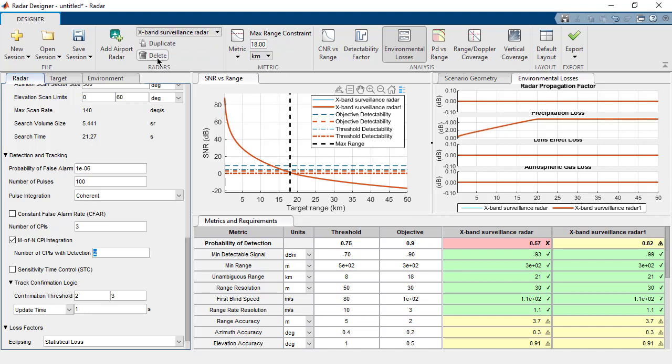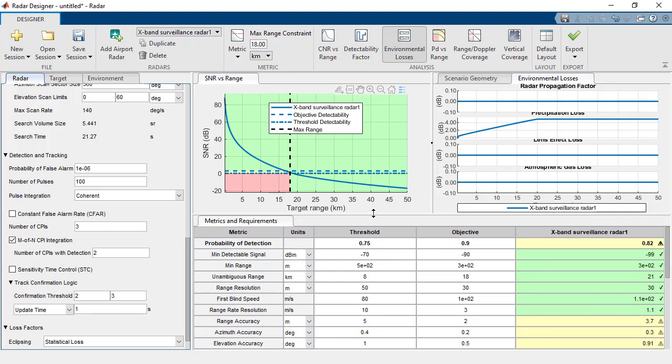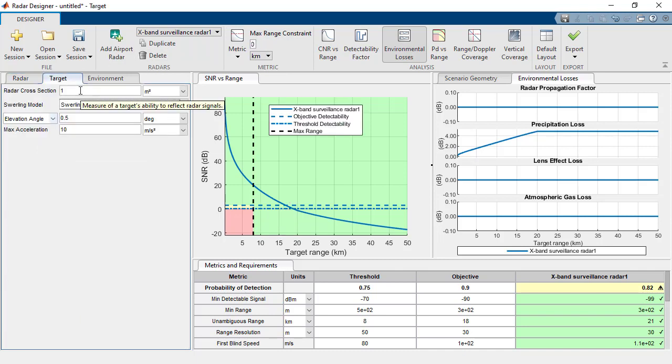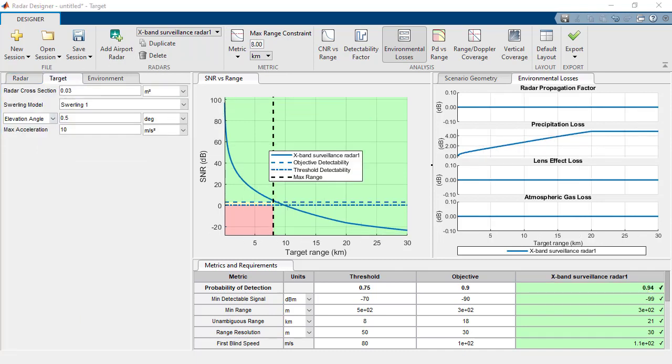To verify this radar design will have satisfactory performance when the target is a small UAS, we can change the target RCS and maximum range constraint. The SNR versus range plot shows that the available SNR for this design is above the objective detectability line at 8 kilometers. We successfully designed a radar that can meet our requirements.